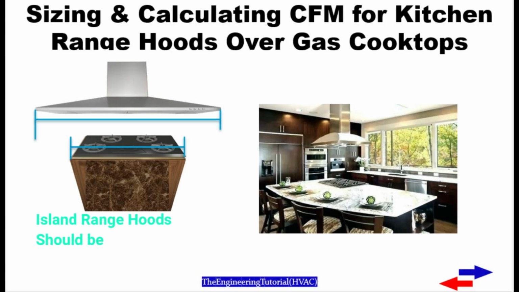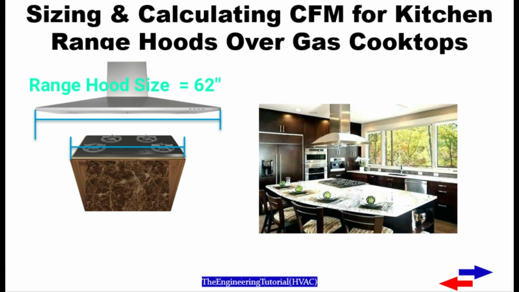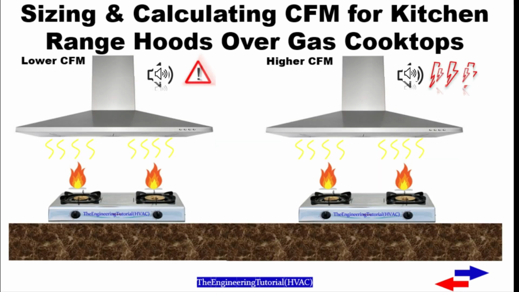For island range hoods, you can select one 4 inches to 6 inches larger than your cooktop. So if your cooktop is 50 inches wide, you will need a 62 inch range hood, with 6 inches of overlap on each side. A larger range hood may have a less or more powerful fan. To reduce the amount of noise and deliver the right amount of CFM, install a powerful fan in your range hood with variable speed control.